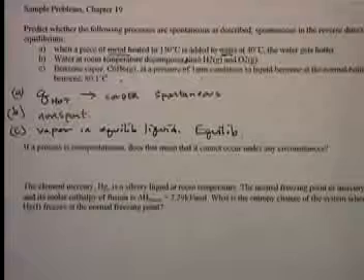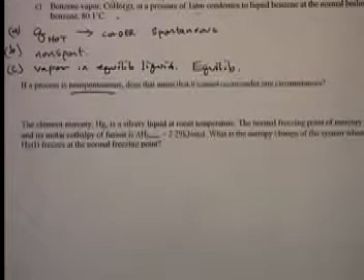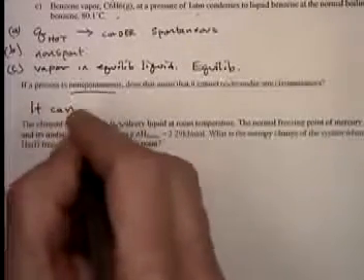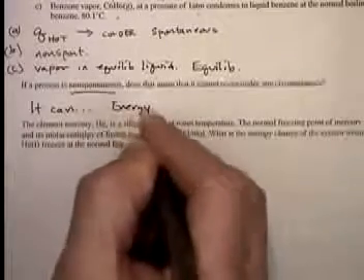It's just at equilibrium. If a process is non-spontaneous, does that mean that it cannot occur under any circumstances? Well, no, that's not true. It can occur, but what's it going to take? Well, it's going to take some energy to make that process happen. It just means that it's not going to happen by itself, or it's not going to happen naturally.